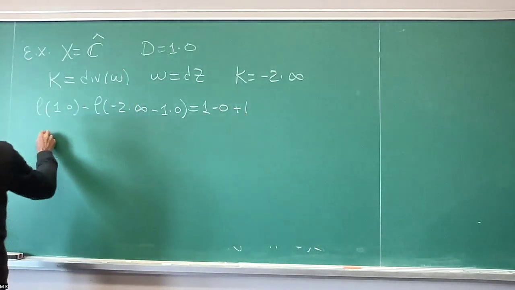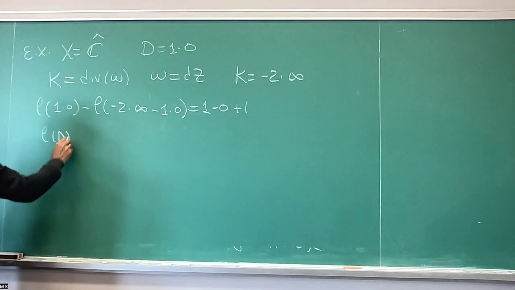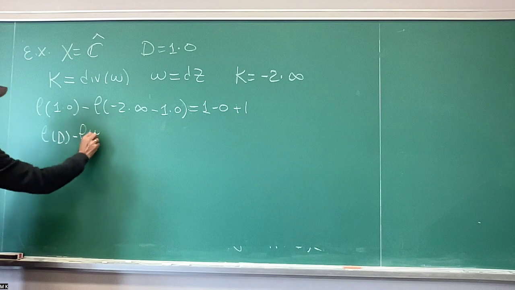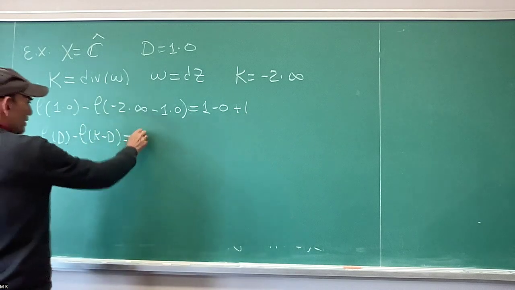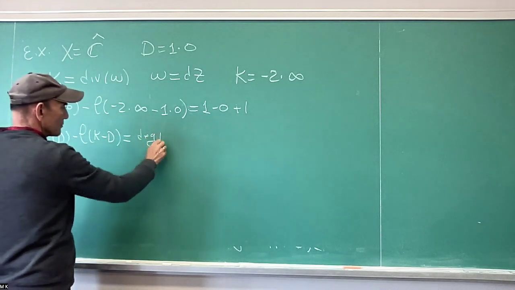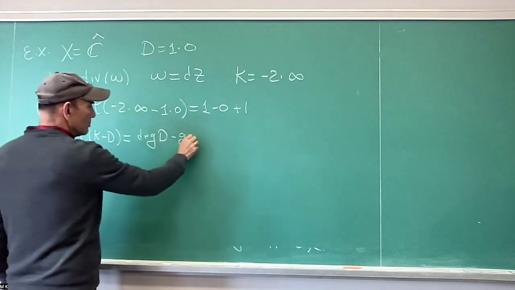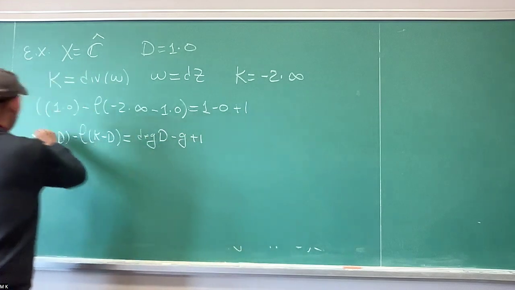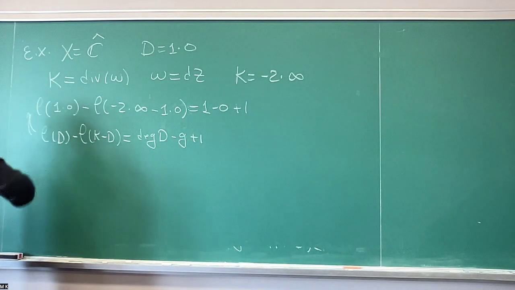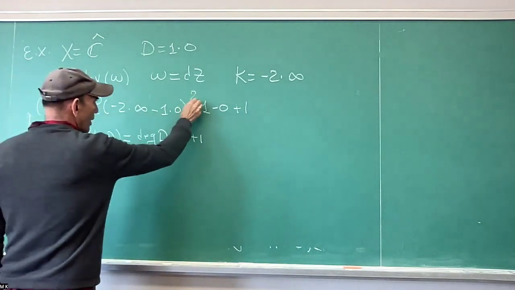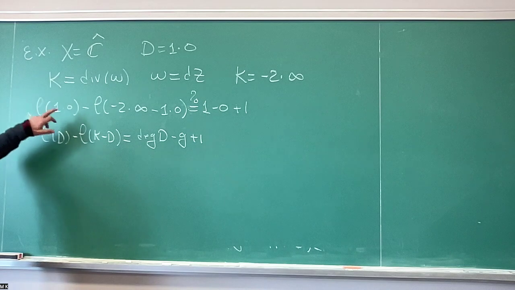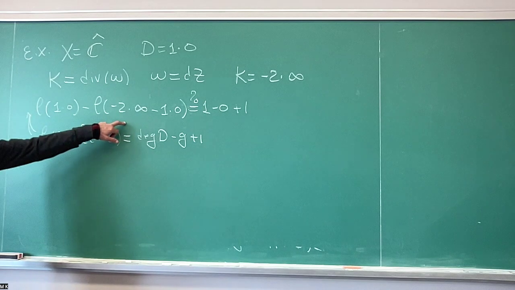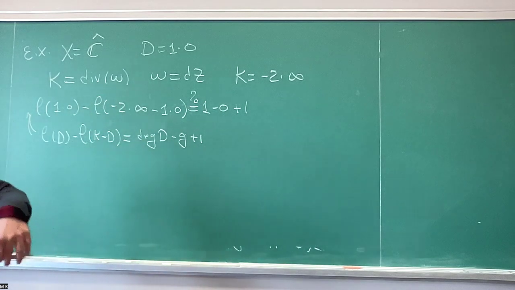Remember, this was the formula: L of D minus L of K minus D is equal to degree of D minus G plus 1. So this gave us this. So now the question is, is this correct? Of course, by Riemann-Roch, we know that this is correct. But the point is now we want to compute all these things explicitly and verify Riemann-Roch in this simple case.